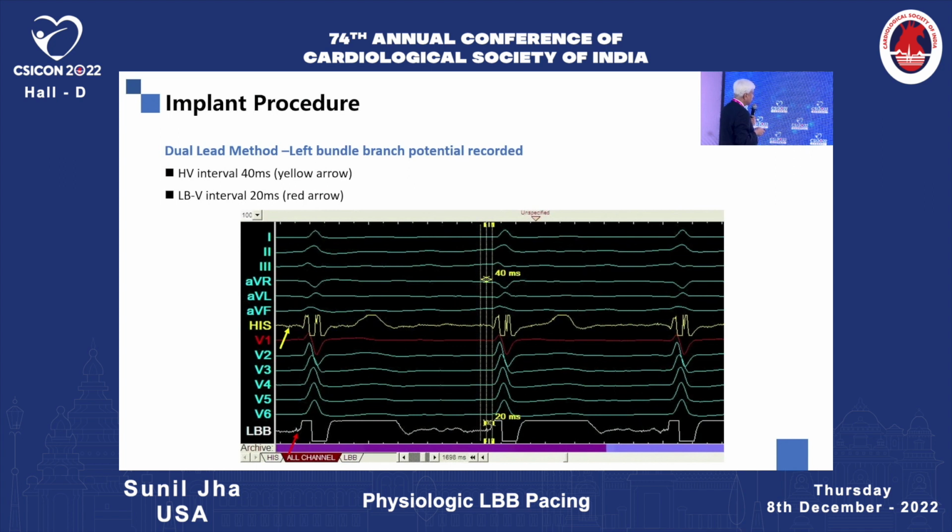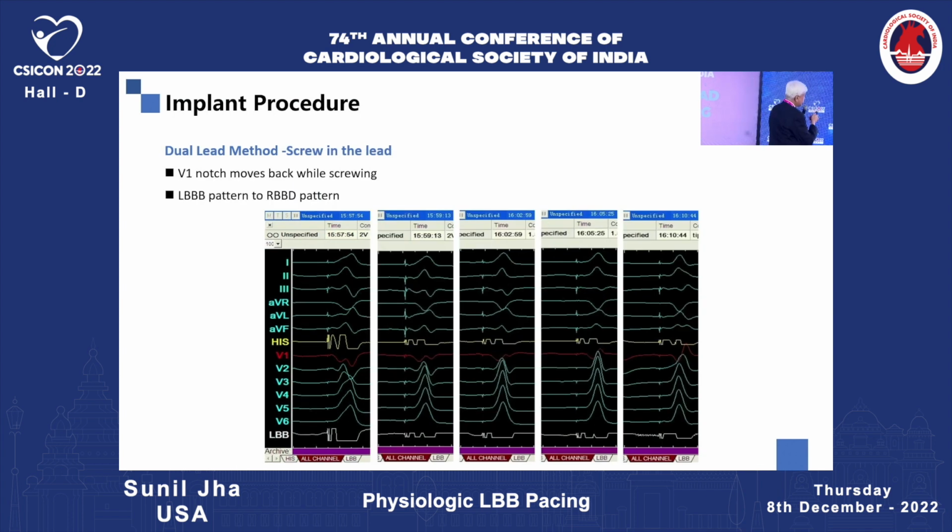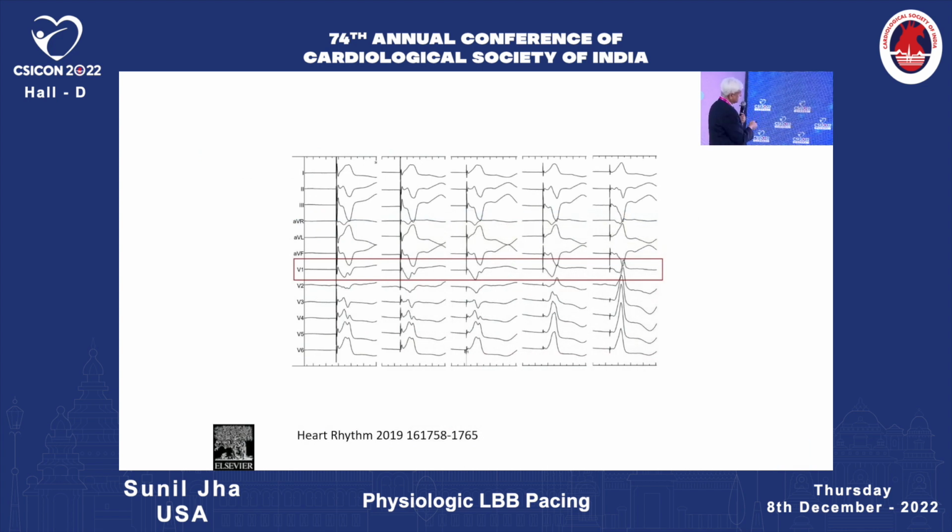Here you may see there is a His here, left bundle potentials, okay, SV interval 40 milliseconds, left bundle to the beginning of the QRS was 20 milliseconds. But that doesn't happen all the time though. Plus I don't use that His lead anymore. So same thing, that W pattern in V1 will change to the QR pattern. W pattern, and then the notch moves distally, and finally you have a QR pattern there though.